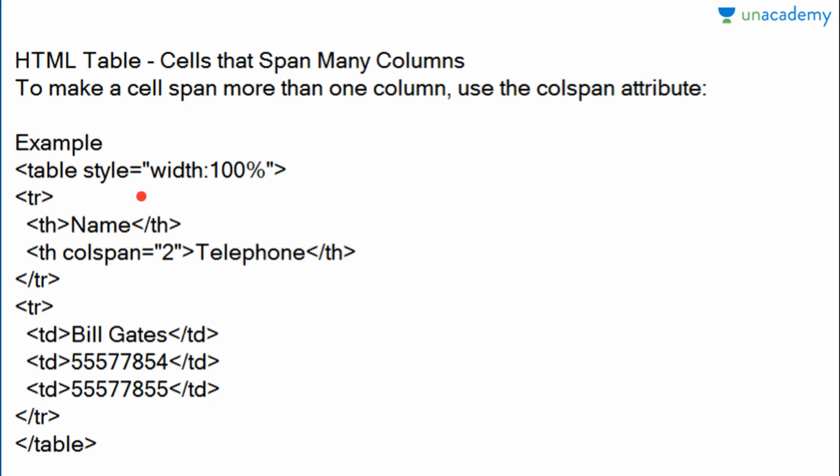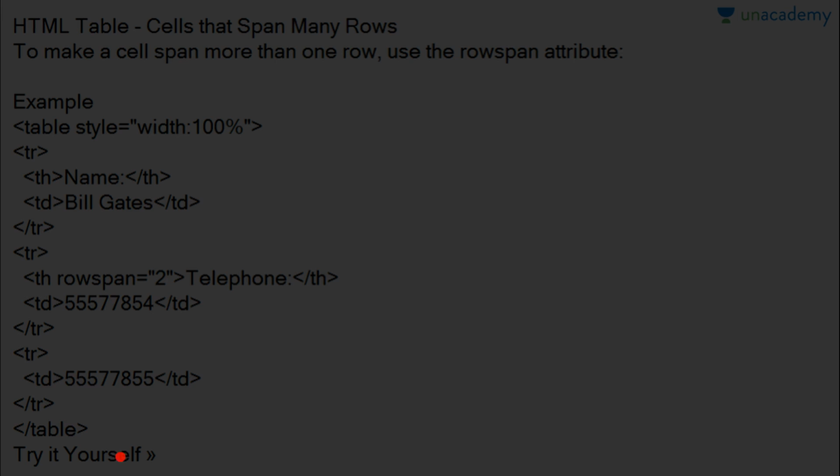First we apply table style width equals 100%, then tr, th name, th close, th colspan 2 telephone. This means telephone is now divided into two parts using this colspan property. Tr close, tr, td Bill Gates, td this number, td this number, tr close, table close. So what's happened now, it's the telephone that is divided into two parts. You can try this over your own editor and see the output.